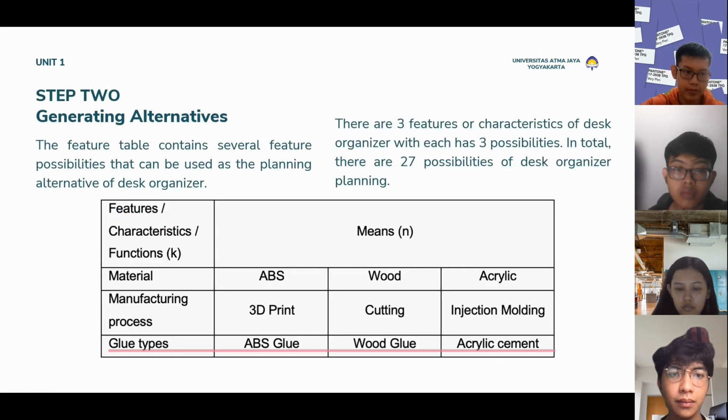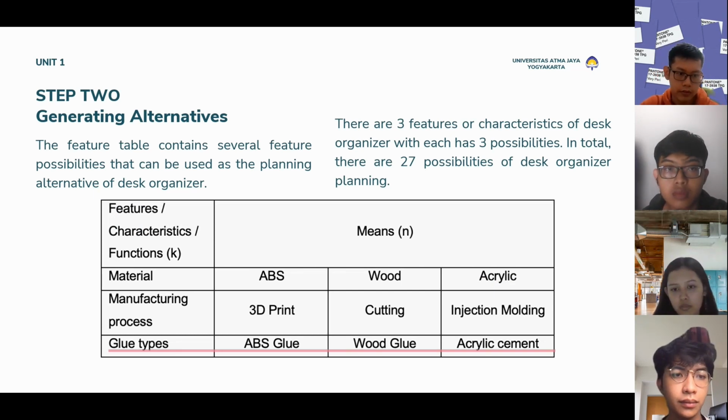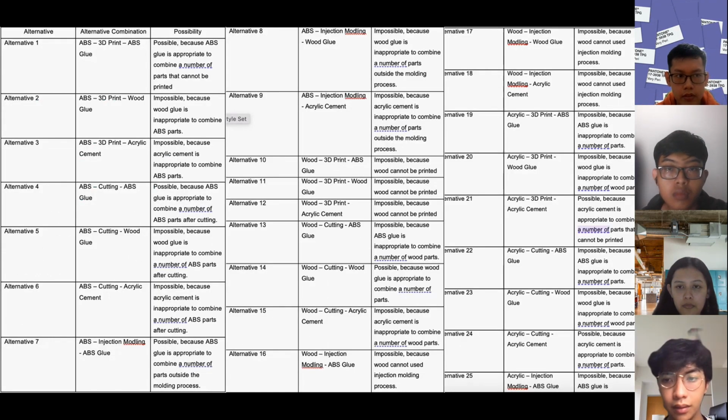Next. And here is the generating of alternatives. We make 27 possibilities for the alternatives with the materials ABS, wood, and acrylic, and manufacturing processes which are 3D printing, cutting, and injection molding. For the glue types we use ABS glue, wood glue, and acrylic cement. Next. And here are the 27 alternatives that we found.